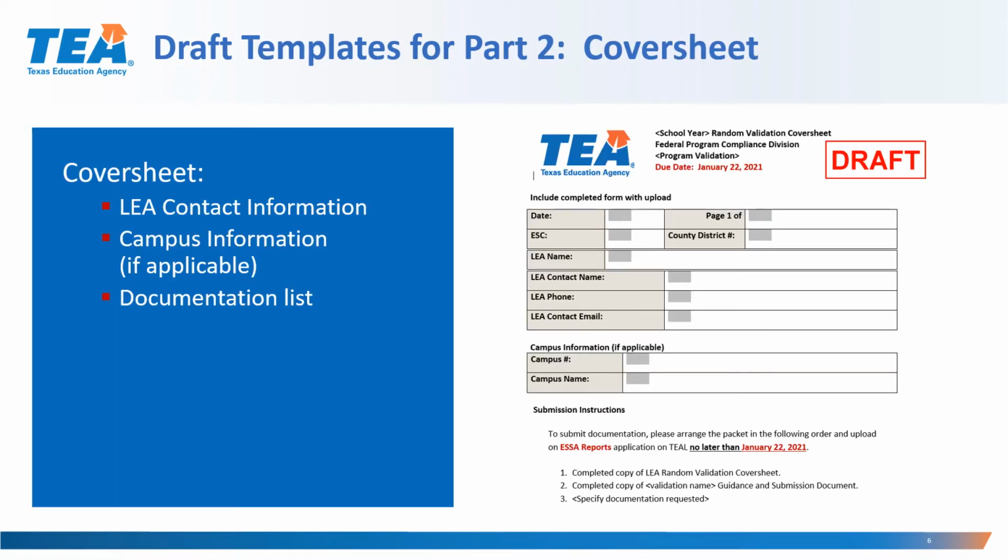The LEA will complete the cover sheet with the LEA's contact information. If the LEA has been given a campus for a campus-specific requirement, the LEA would also complete the campus information. The LEA would order the packet with the cover sheet on top, then followed by the completed copy of the guidance document, and then followed by the specific documentation that's been requested through the validation.